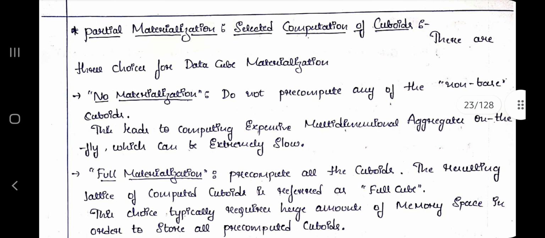There are 3 types of things which you can do. The first is materialization. Materialization means choosing.